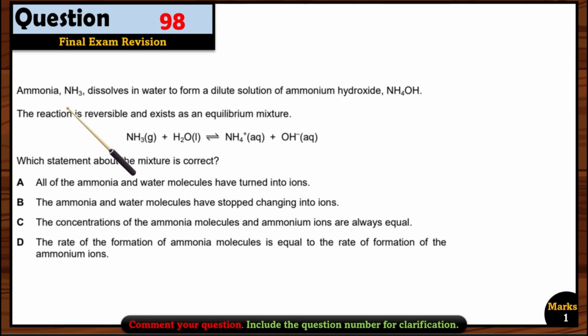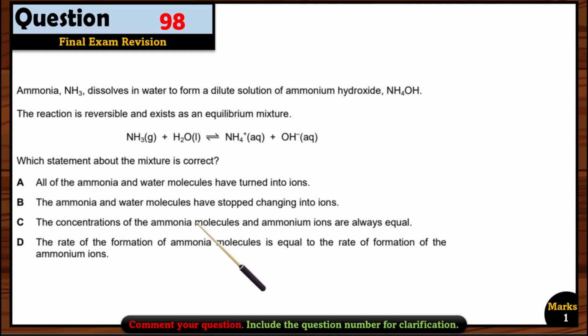Let's see question 98. Ammonia dissolves in water to form a dilute solution of ammonium hydroxide. The reaction is reversible and exists as an equilibrium mixture. Which statement about the mixture is correct? Okay, now let's see each of these options one by one. All of the ammonia and water molecules have turned into ions. That's wrong because ammonia is a weak base. So it will not be converted entirely into ions. It will be partially dissociated into ions. That's why this option is wrong.